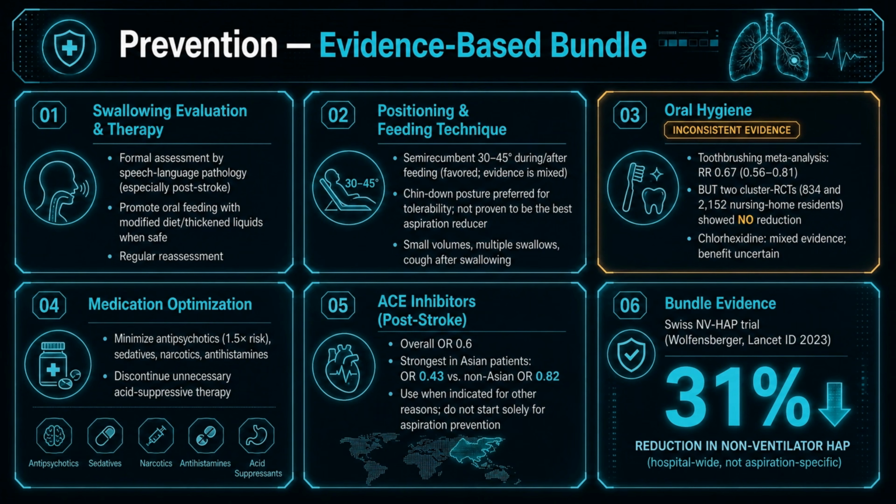Medication optimization has a clear benefit. Minimize antipsychotics, sedatives, narcotics, and antihistamines, and discontinue unnecessary acid-suppressive therapy. Angiotensin-converting enzyme inhibitors may reduce aspiration risk in post-stroke patients by elevating substance P, with the strongest benefits seen in Asian populations. However, they should be used when indicated for other reasons, not started solely for aspiration prevention. A comprehensive bundle approach works. The Swiss non-ventilator hospital-acquired pneumonia trial demonstrated a 31% reduction in hospital-wide pneumonias using a bundle approach.